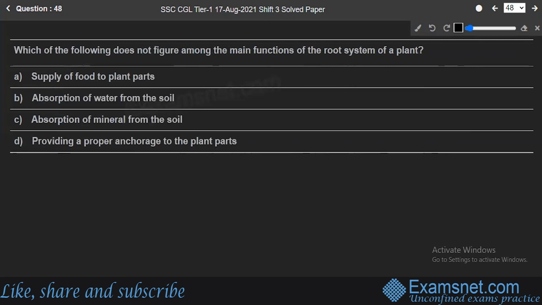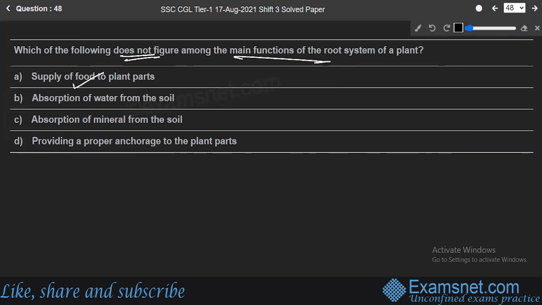Next, question number 48. Which of the following does not figure among the main functions of the root system of a plant? Supply of food to the plant parts, absorption of water from the soil, absorption of mineral from the soil, providing a proper anchorage to the plant parts. Well, the question is which does not figure among the main functions of the root system. Supply of food to plants. This is something which the root system does not perform.